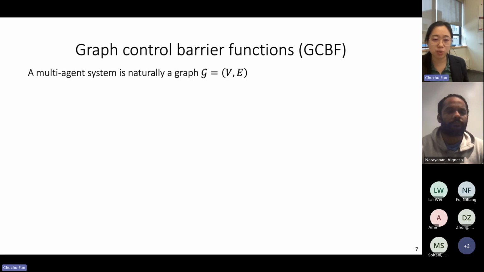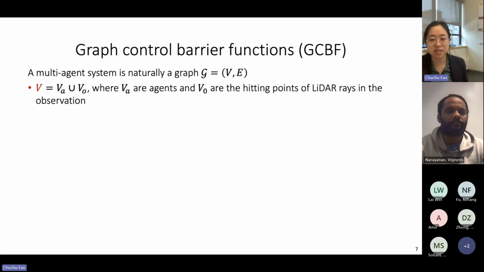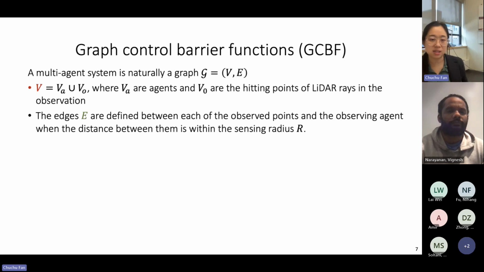We think we can treat a multi-agent system just as a graph with vertices and edges. The vertices are of two types: agents and points in the point cloud. The points are basically the hitting points of the LiDAR array in the observation. The edges are defined when two nodes have a distance shorter than r, which is the sensing radius. When they're close, they can see each other, they can see the obstacle. But if any two nodes are far away, we don't have to be concerned about their collision avoidance as of now.